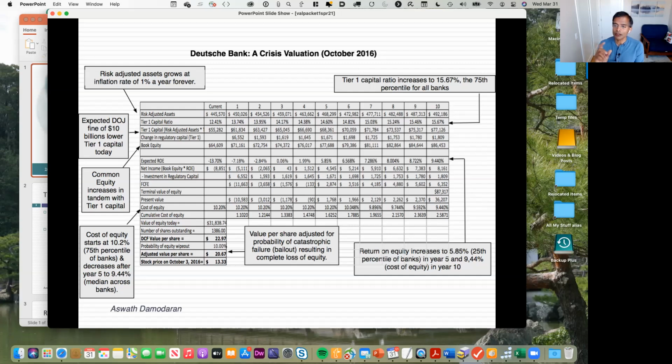So just as I adjusted Las Vegas Sands for the probability of failure, I'm attaching a probability of failure, which is pretty low because Deutsche is a pretty big bank. The government is not going to do this until things are really dire. There's a 10% chance my equity will be wiped out. My expected value for the shares is $20.67. Stock is trading at $13.33. Yeah, legitimate question is, did I buy?